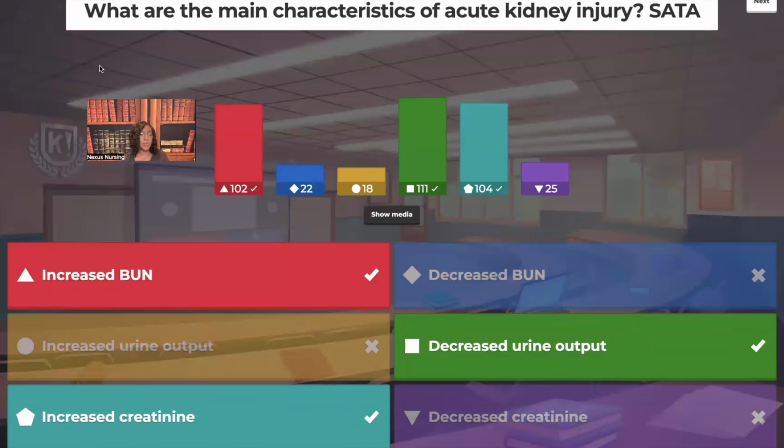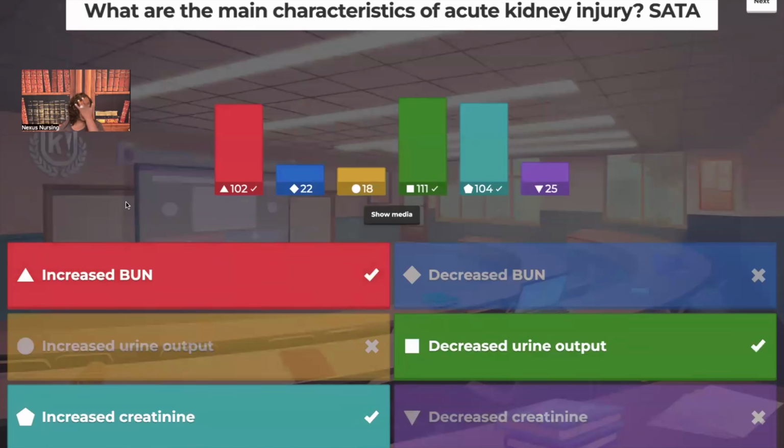Okay, very good. Increase BUN, increase creatinine, decrease urine output. The kidneys are responsible for filtering the blood and taking all of the poisons, all the bad stuff that's in the blood, taking it out, right? And it comes out via what? Your urine, right? So when the kidney's not working the way it's supposed to, you're going to see the BUN elevated, the creatinine elevated, and urine output decrease. Think about it. The job of the kidneys is to produce urine.